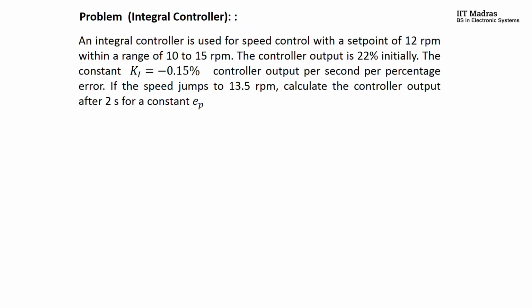So let's try to do a couple of problems on integral control and derivative control so that the concepts are clear. Let's try to do a problem on the integral controller first. So what does it say here? The integral control is used for speed control with a set point of 12 rpm. That means it's a speed control system with a range of 10 to 15 rpm. This is the complete range, and here the span is 15 minus 10, which is 5 rpm.